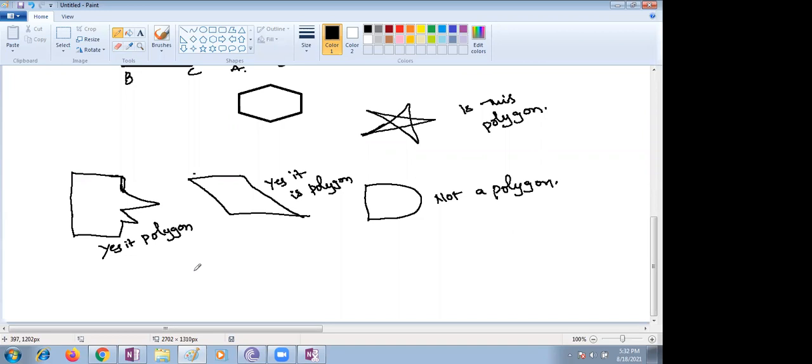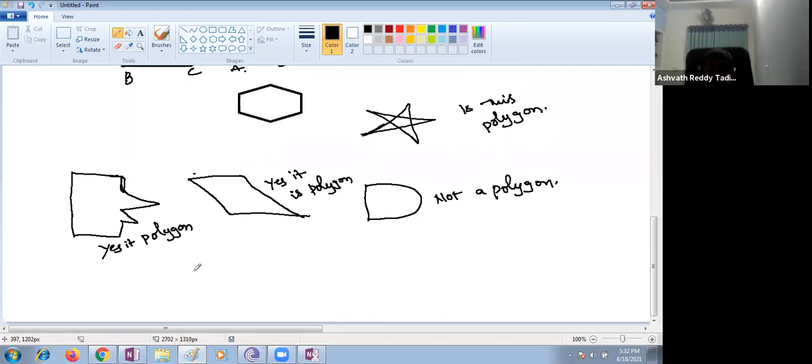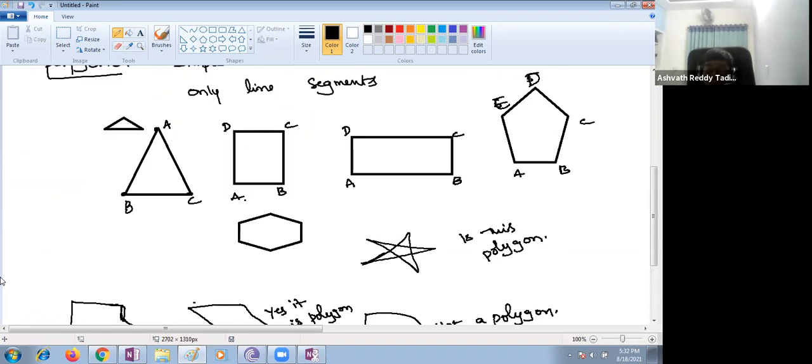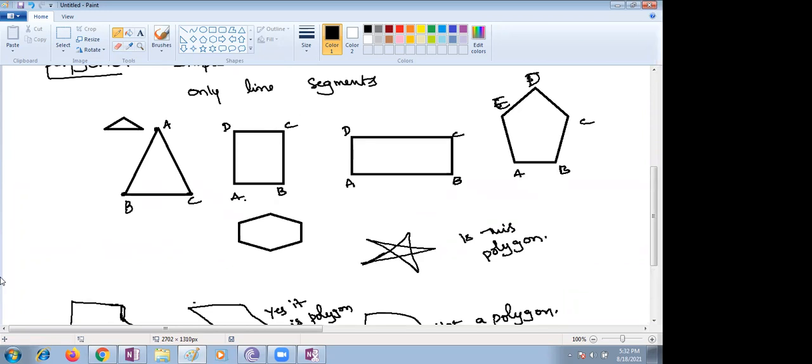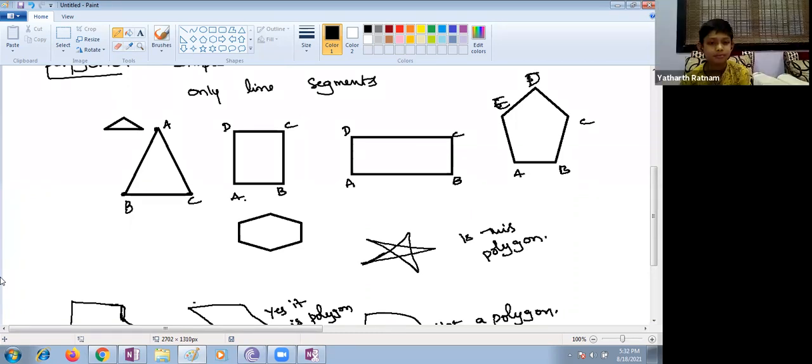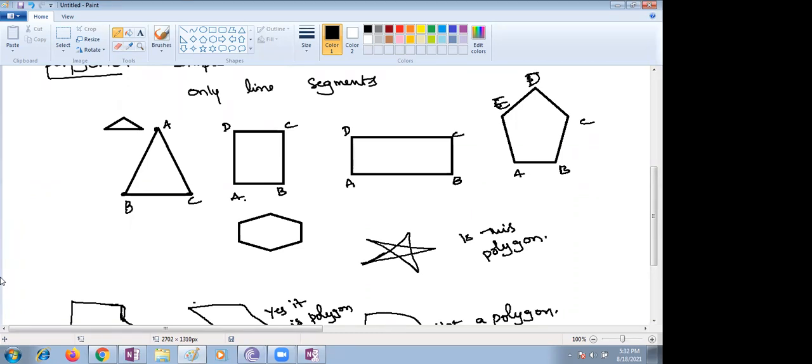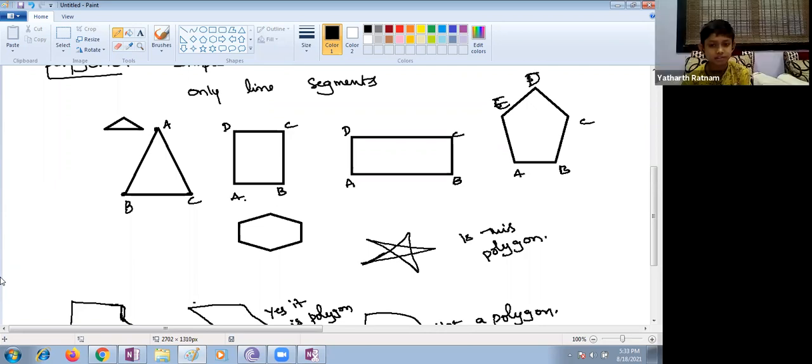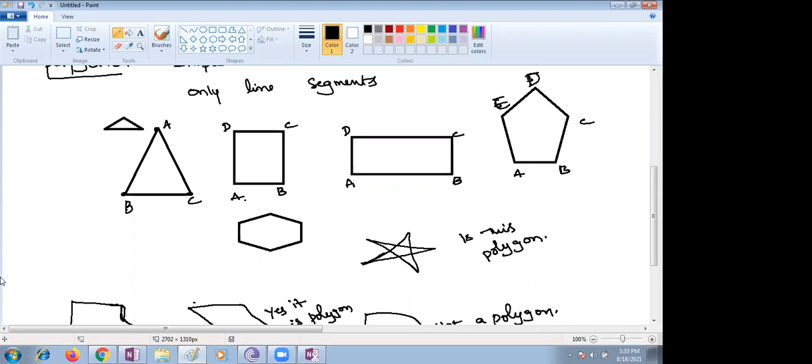Ma'am, after drawing these diagrams, you told that you will give some names, ma'am. Oh, yes, we will go to that. We have different polygon names. Ma'am, hexagon, heptagon, like that. What is the name of a 3-sided polygon? Ma'am, triangle. 4-sided polygon? Ma'am, quadrilateral. Only quadrilateral we are supposed to mention.